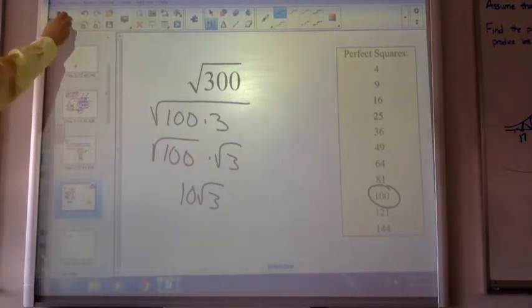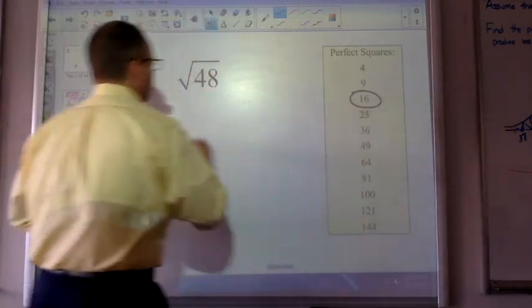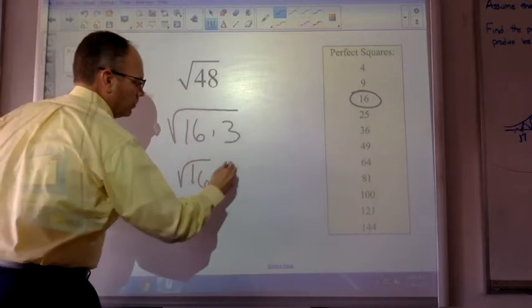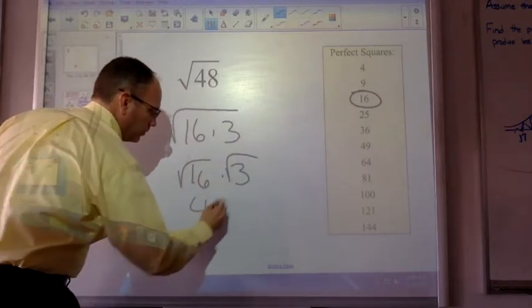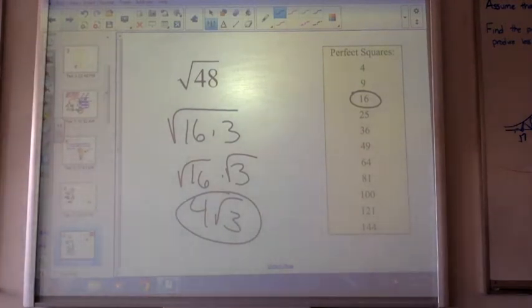So watch what I'll do. Okay, everyone see it? What did I circle? 16. 16 is a what? Perfect square. 16 is the largest perfect square that goes into 48. 3 is not a perfect square, is it? No. Can I move to the next screen?